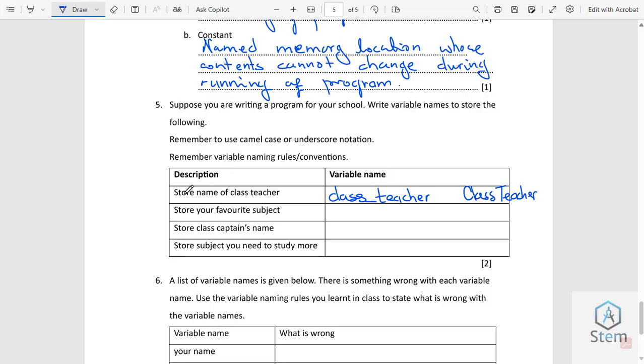And please note there is no space here. It's just my handwriting, but there is no space here. Your favorite subject? Don't say it's computer science. No, the variable name will be favorite subject. So you can also use the camel case. Class captain's name, you can just say captain, or you can say class captain using the underscore or the camel case.